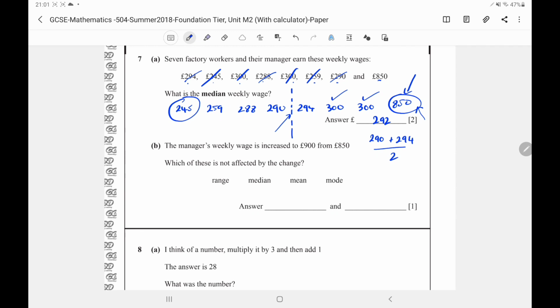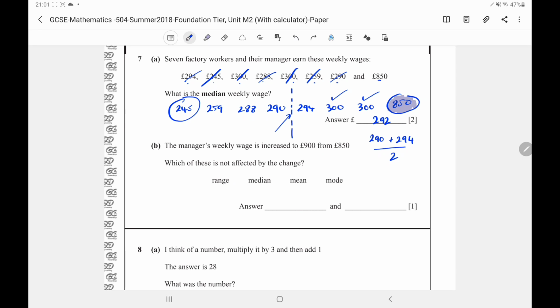Part B then, the manager's weekly wage is increased from 850 to 900. So it was 850. So if we increase this, is that going to change the range, median, mean or mode? Let's look through each of them.